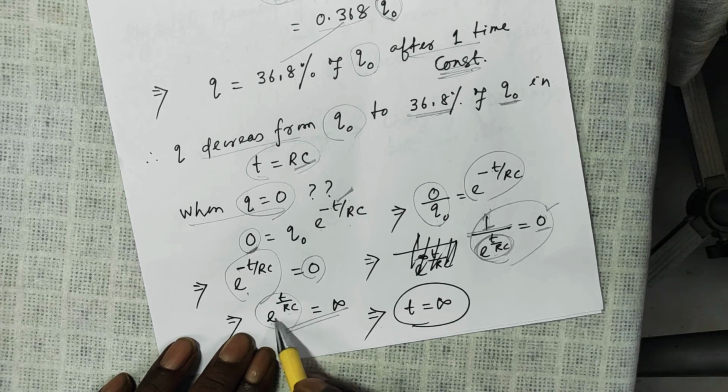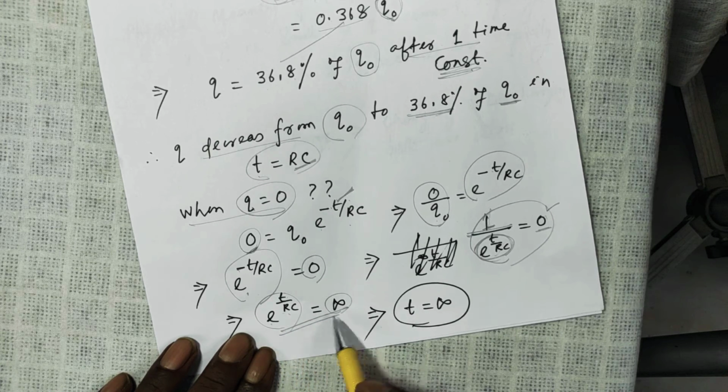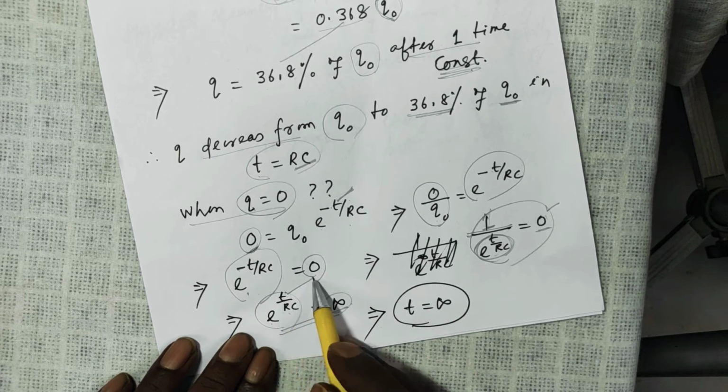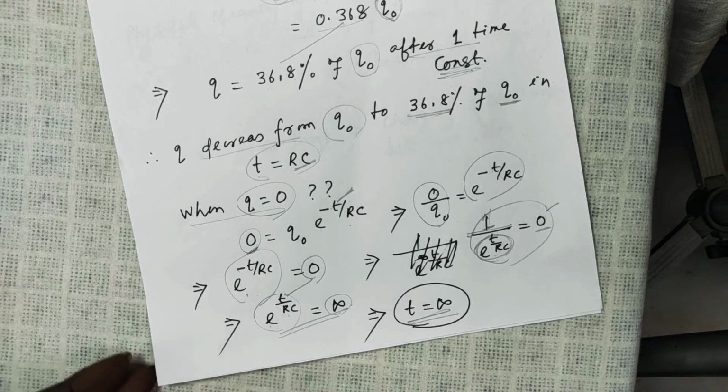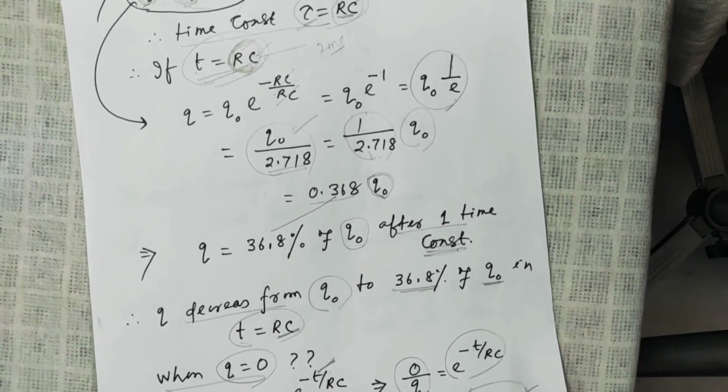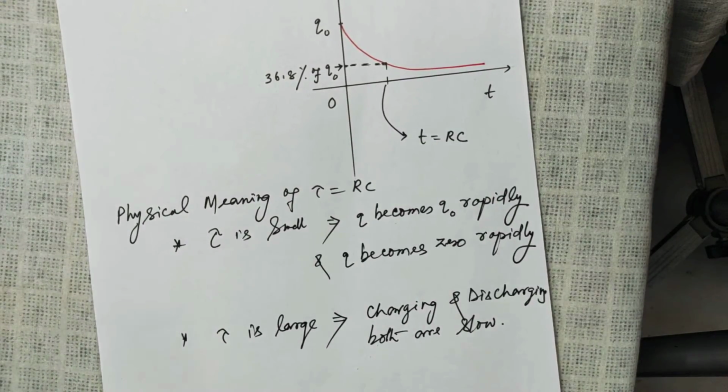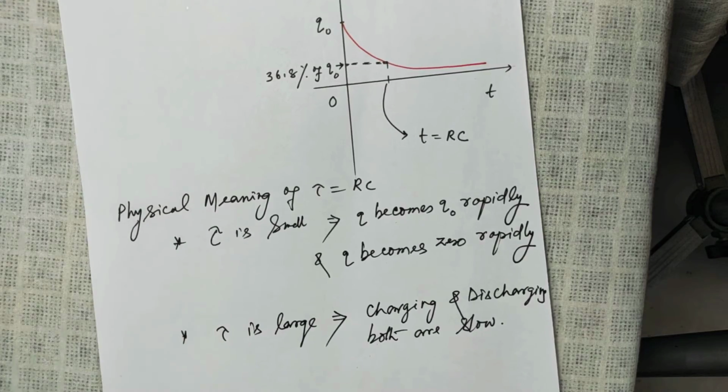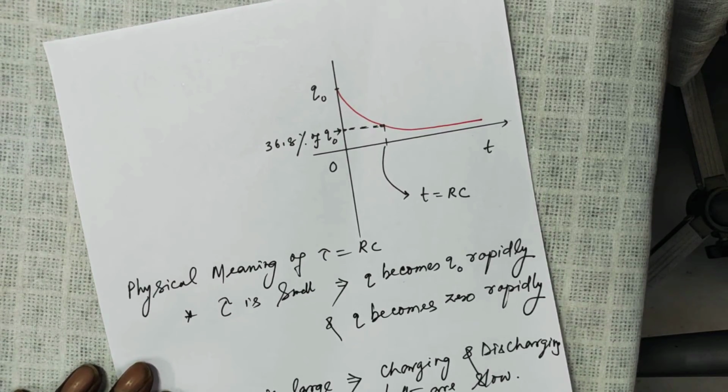So e to the power t by RC has to be infinite. And when will this be infinite? If t is infinite. So when the discharging process starts, you will require infinite time for the charge in the capacitor to be 0. Meaning there will still be some charge left in the capacitor.